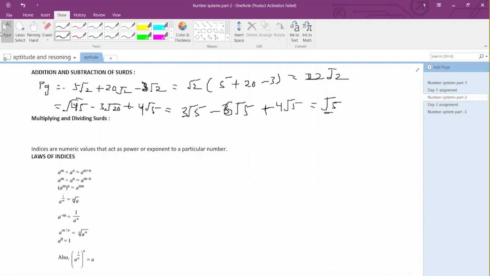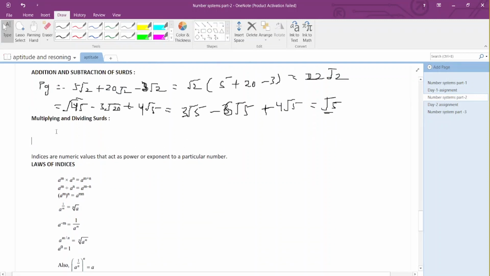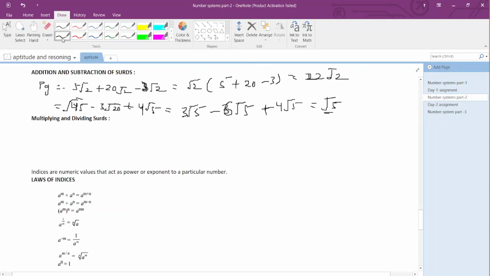Now moving next, the next one is multiplication and division of surds. Let's take an example, root 4 into, let's take, root 22. Okay, how can we solve this question? So we can directly multiply, right? We can write a single square root and multiply both the values. 4 into 22, which means root 88.